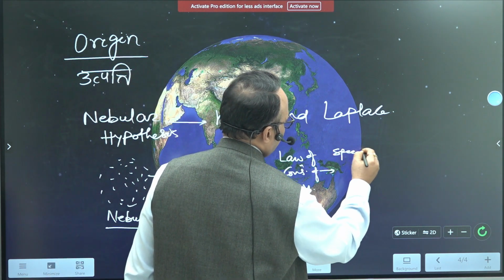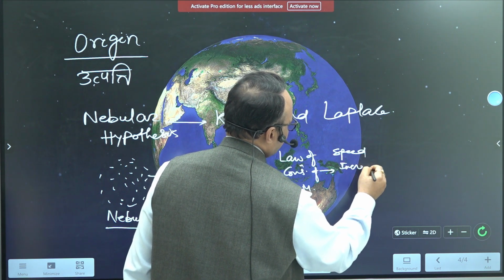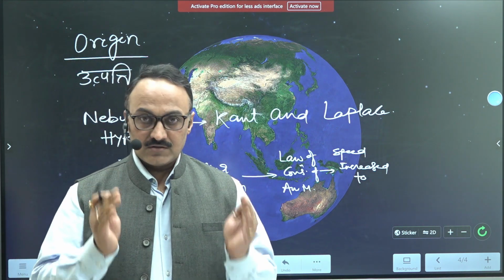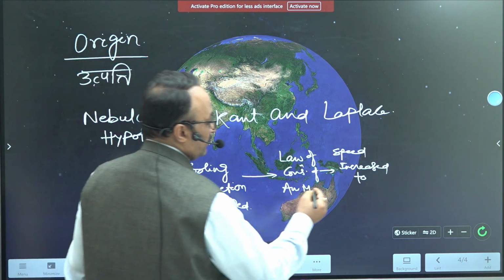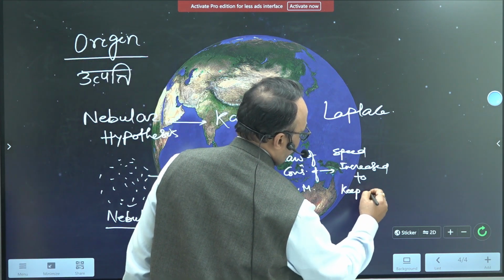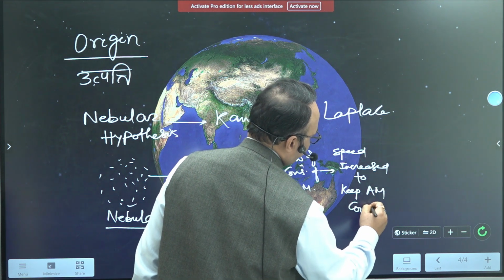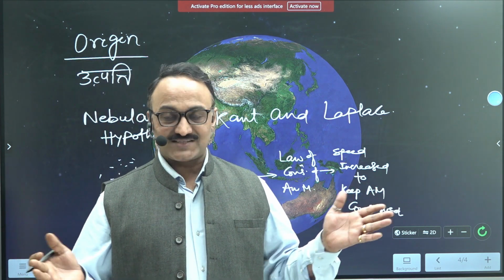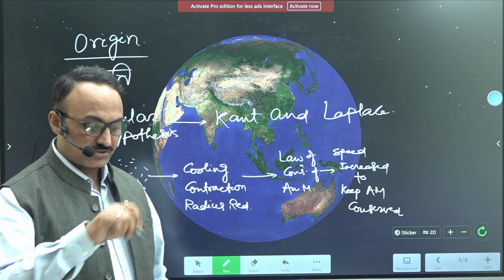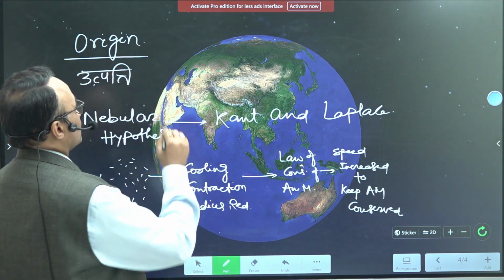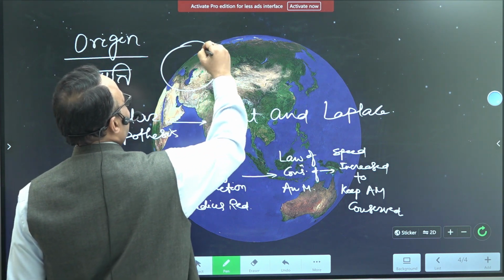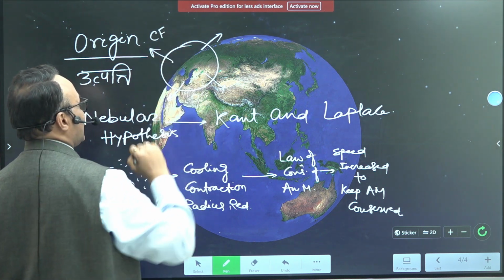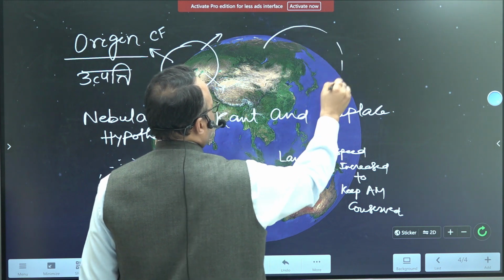Speed increased to compensate the radius reduction, to keep the angular momentum conserved. So if the speed gradually increases, then the centrifugal force, that is a divisionary force acting over any circularly rotating body, will gradually increase outside, and accordingly this nebula got segmented into two parts.